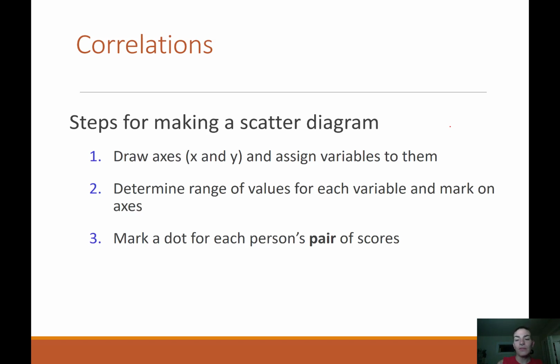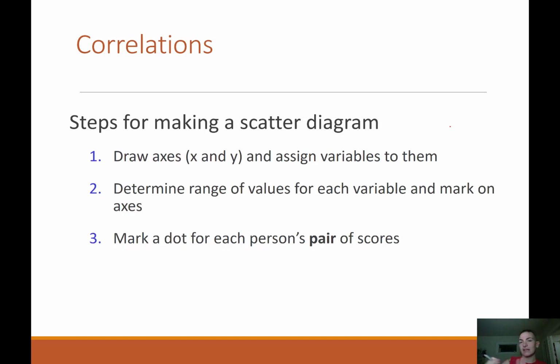So let's walk through the steps for making a scatter plot, or sometimes called a scatter diagram. And the very first thing you want to do is draw your axes. So you're drawing an x-axis and a y-axis and assign variables to them. It doesn't really matter most often which variable goes along which axis. Every once in a while there's something that might be more intuitive to you to put along one of those axes, but it really doesn't make a difference at all. Then you want to determine the range of values for each variable. So the possible range of values for each variable should be expressed along their respective axis.